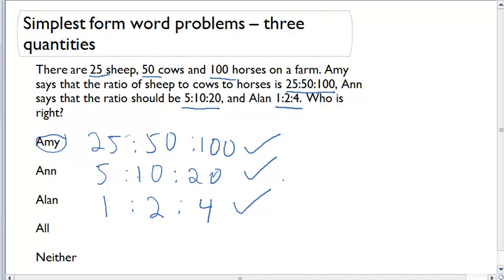All 3 of these ways are 100% correct. They are all the same way of representing the same ratio, and it's the ratio of 1 to 2 to 4 in simplest form.